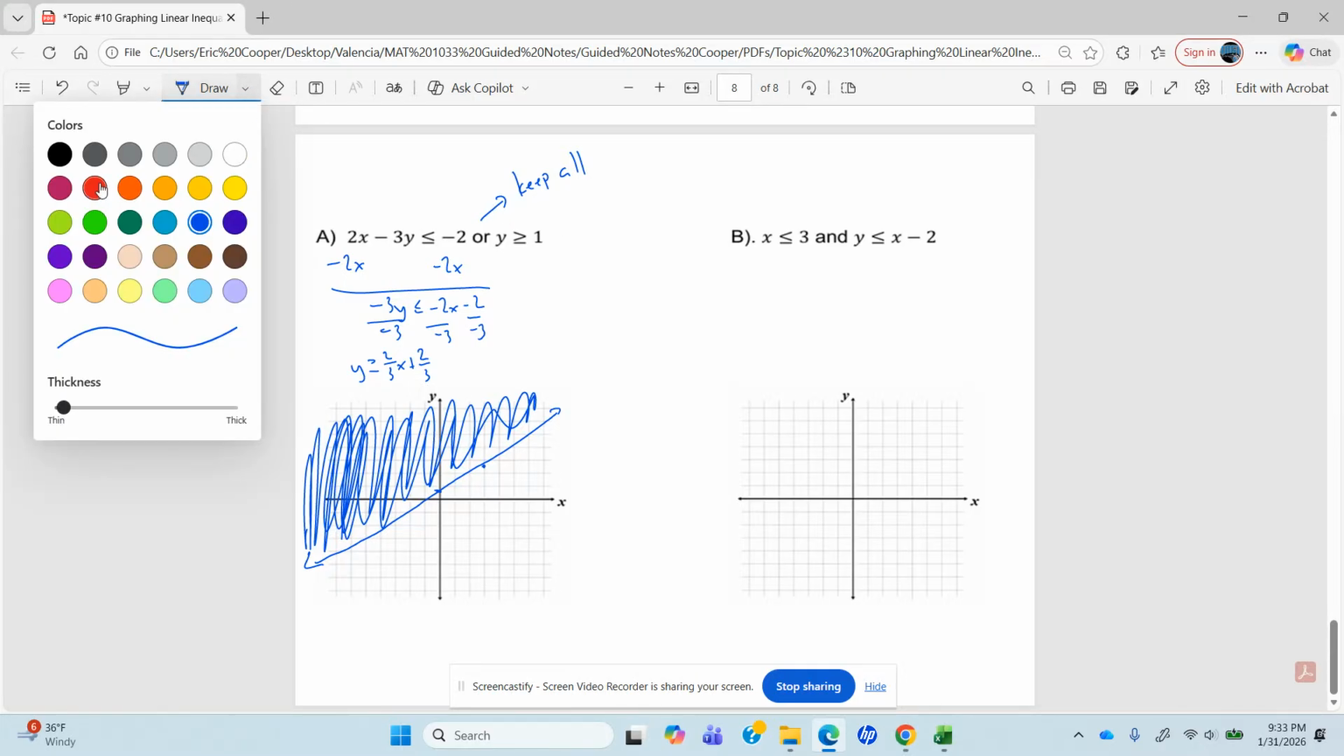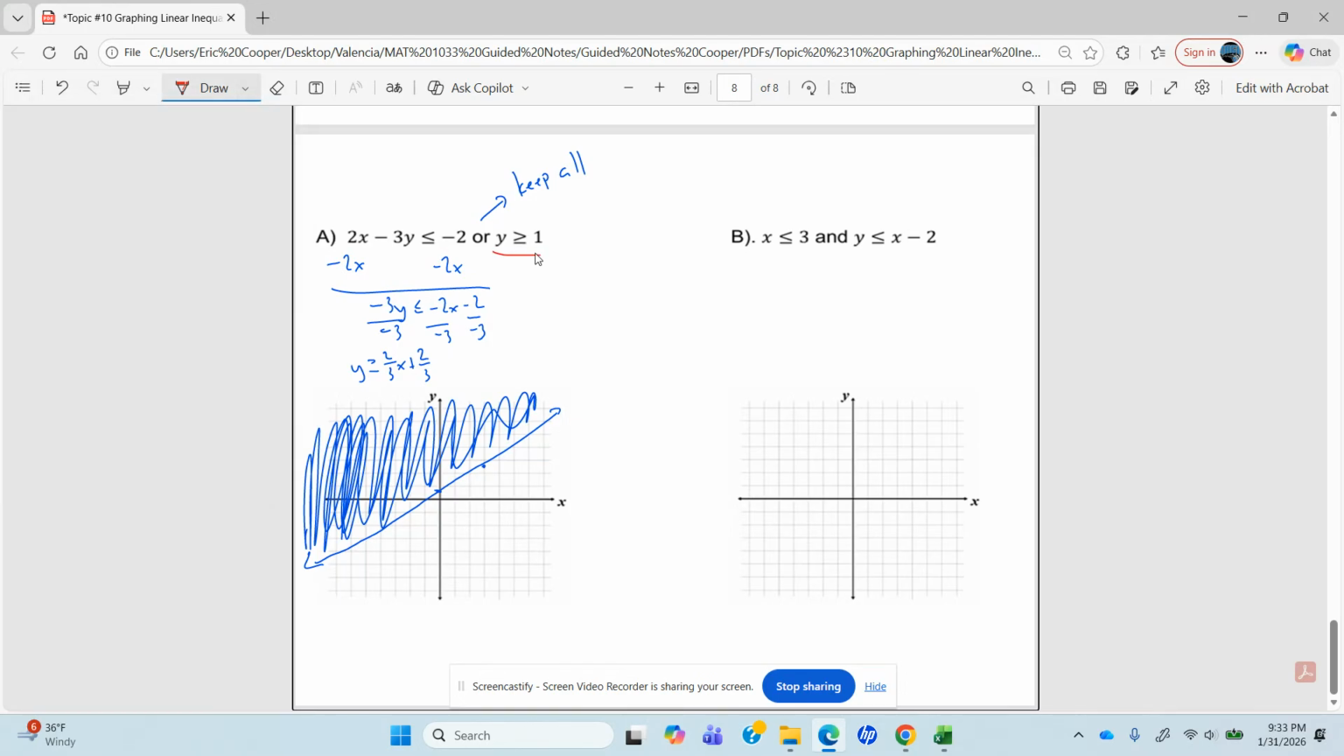So everything we shade here will be part of our answer. Y is less than or equal to 1. Or I'm sorry, y is greater than or equal to 1. So again, y is horizontal. So I'm going to go up to 1. And I know it's greater than or equal to, so it gets a solid line at 1 because that's the equal to. And I want all the values greater than it, so I'm going to shade above. So I can already see this part I've already done before, and then this is the new part that I would have here. So again, it's or, so I'm going to keep everything here as my answer.